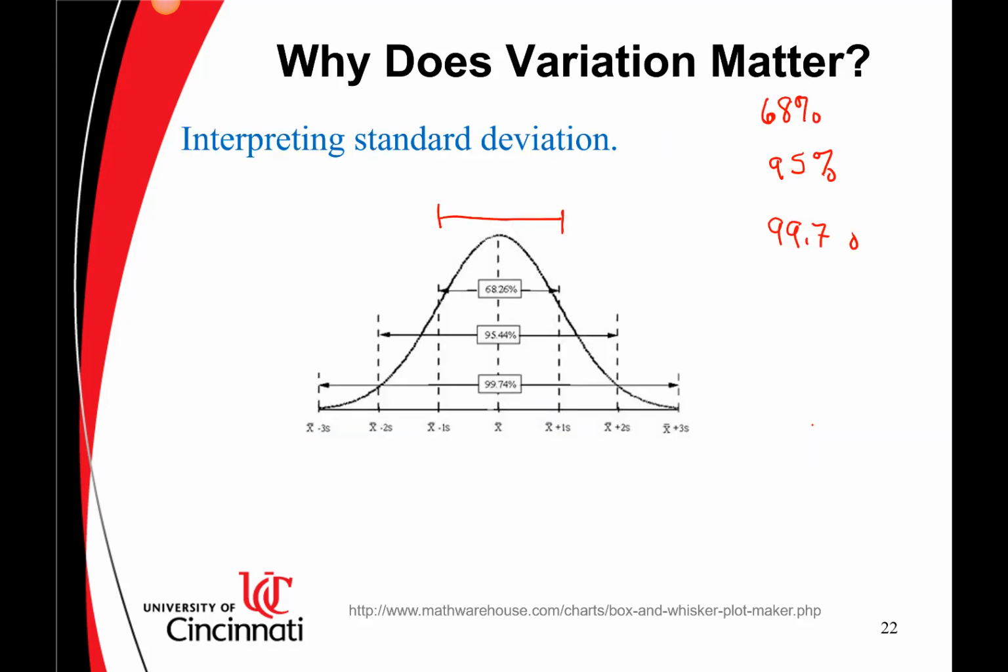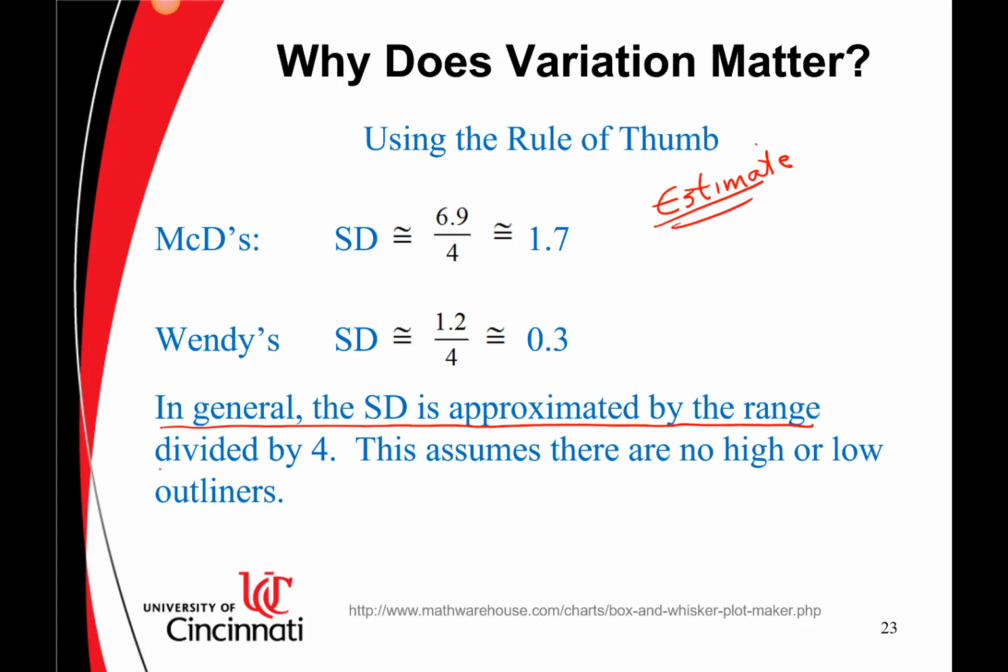Where that divide by 4 comes from is we're breaking this up into 1, 2, 3, 4 sections, and that accounts for 95% of what's going on. So that 4 comes from breaking up your normal curve into 4 pieces. Now, what are you assuming with this? That there are no really high or low numbers, that things are behaving in a normal distribution.